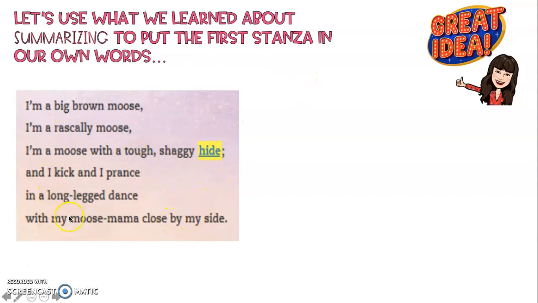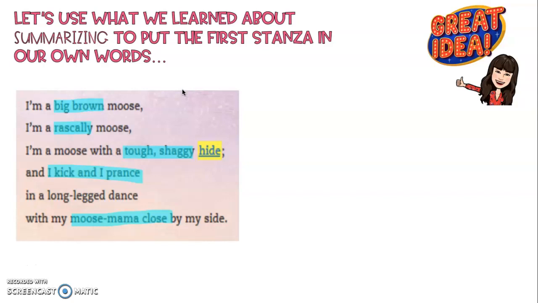So now that I have read the text, I'm going to find what the important details are. The moose is big and brown. The moose is rascally, which means that it's funny or does funny things. It has a tough, shaggy hide. Remember that the word hide refers to its skin. It kicks and it prances. And Mama Moose is close by its side.